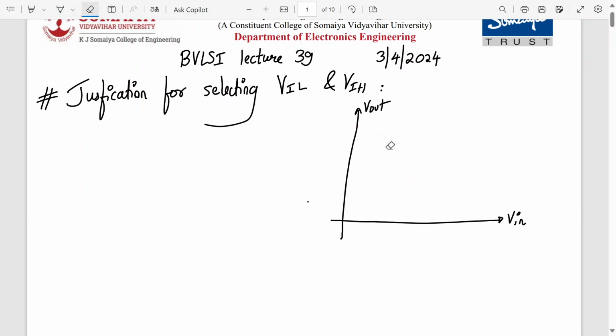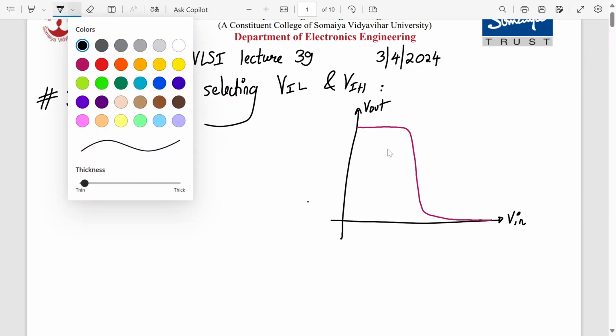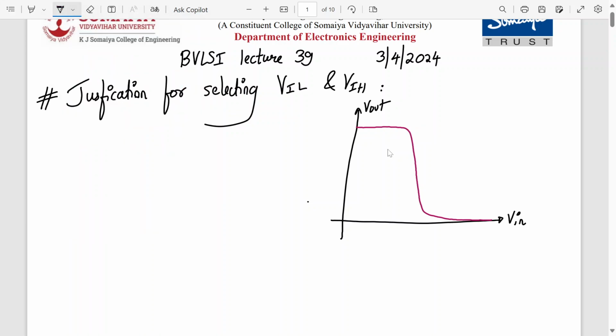For very low input, output is high, and for high value of input, the output is low. Out of this we mark two critical parameters, VIL and VIH. How do we mark it? We take the slope as -1. So this is slope equal to -1 over here and -1 over here, and this point we extend it to the x-axis and call this VIL and VIH. Alright, this is my VTC curve.